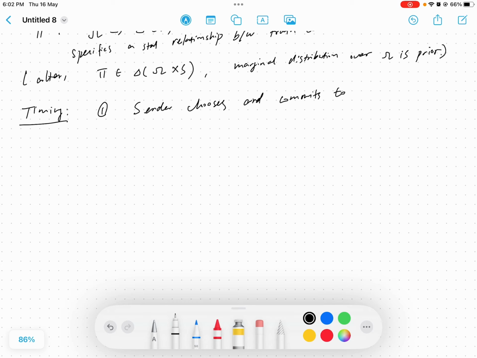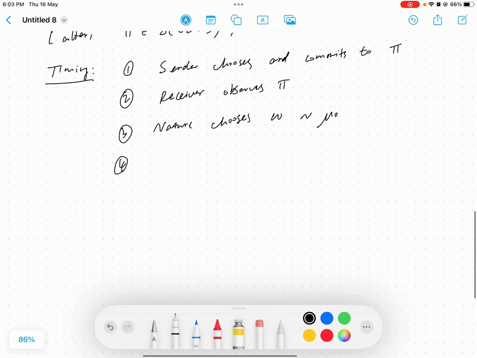to a signal pi. Okay, and this pi is actually public knowledge. So the receiver can observe this. Receiver observes pi. Then nature starts to move. Okay, so nature first chooses the omega according to the prior.